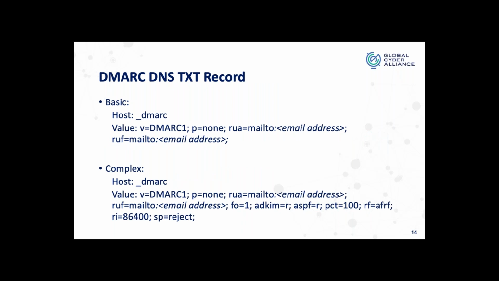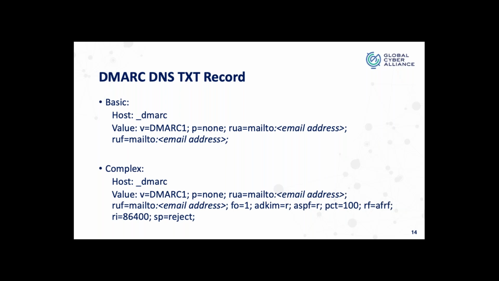But all you really need to do to get started is what you see in the basic option. Just create that host name with _dmarc, put in v=DMARC1; p=none; and then your RUA and RUF tags. The other ones you can adjust as needed while you're reviewing your reports. But the SP tag is one you should consider while doing this initially as well.